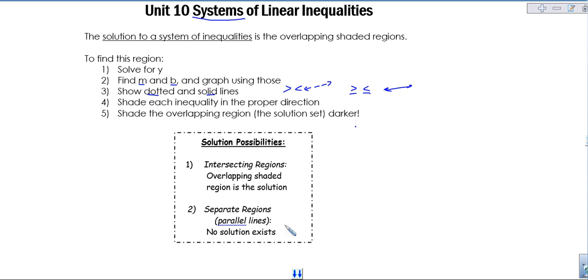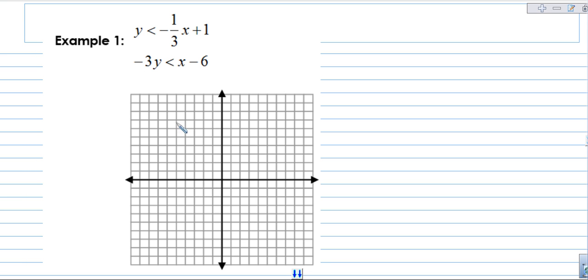I'm not saying that all parallel lines will create no solution, but what I'm saying is that when you have parallel lines, there is the possibility of having no solution. There are three other cases in there where you could have a solution when you have parallel lines. Okay, so let's look at our first example.